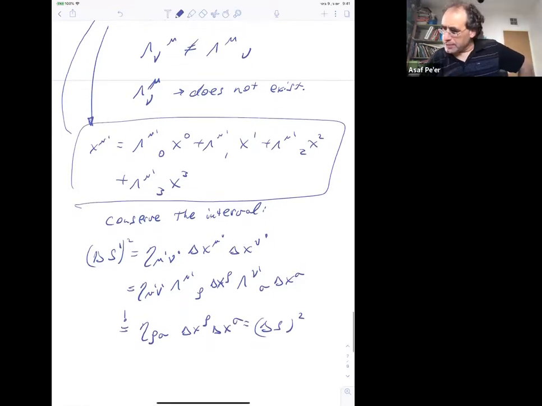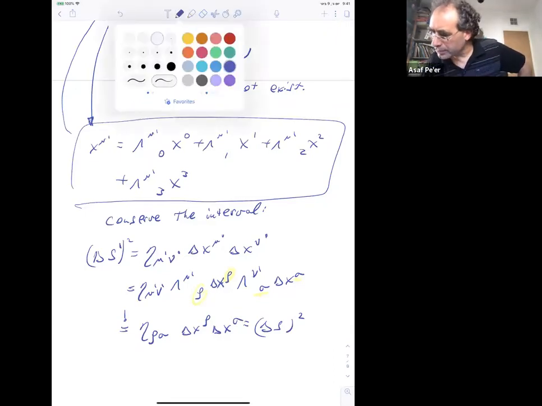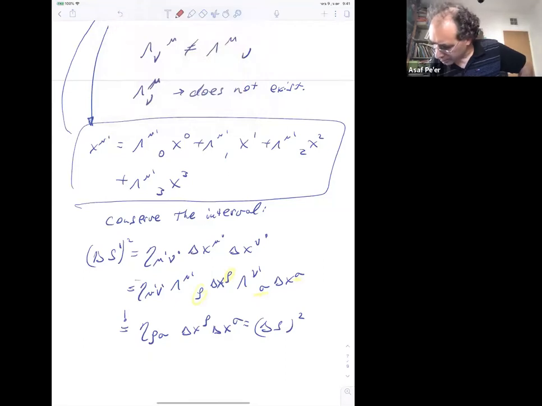So these indices, this one, oh, what did I do? Let me go back. Yeah. This index and this index are dummy indices, right? Because we really have a summation here over rho and sigma.